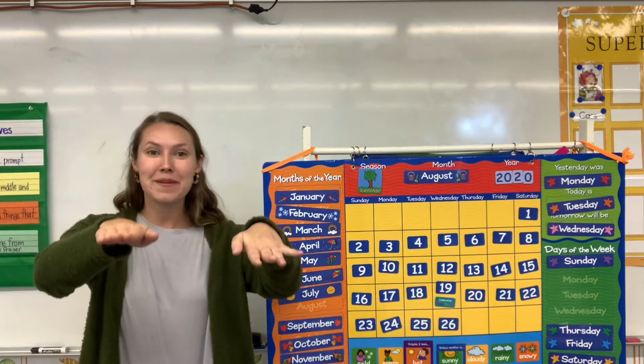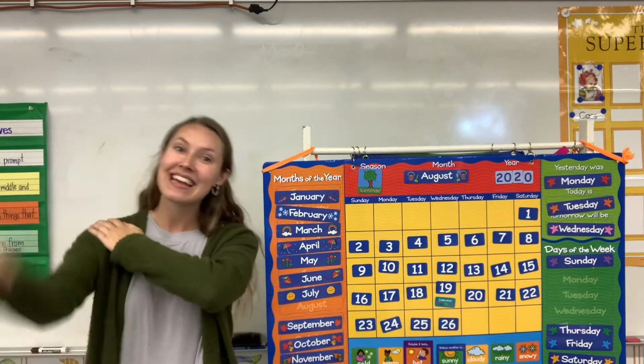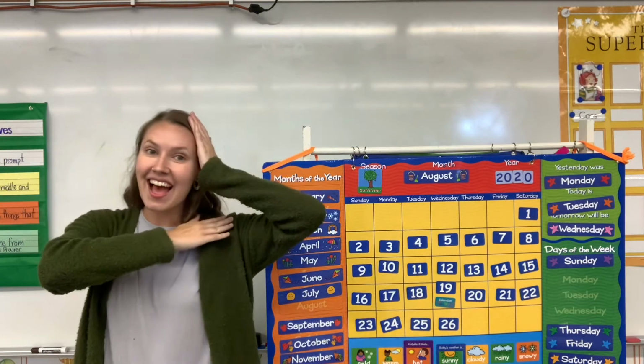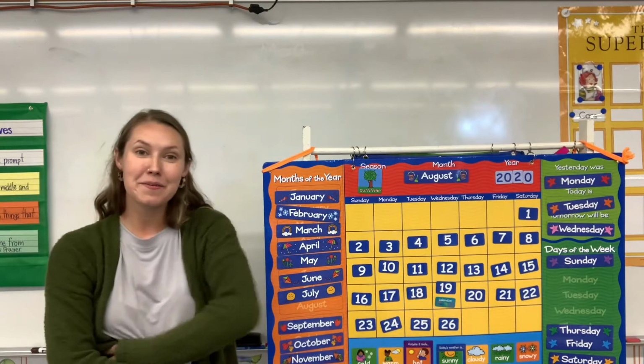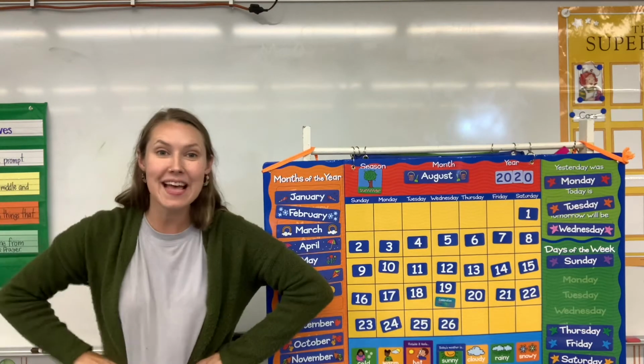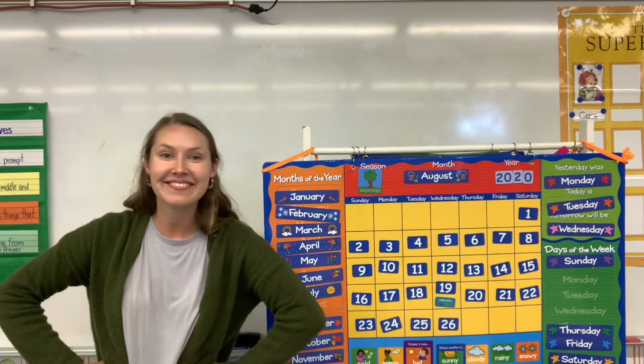January, February, March, and April, May, June, July and August, September, October, November, December. These are the months of the year.